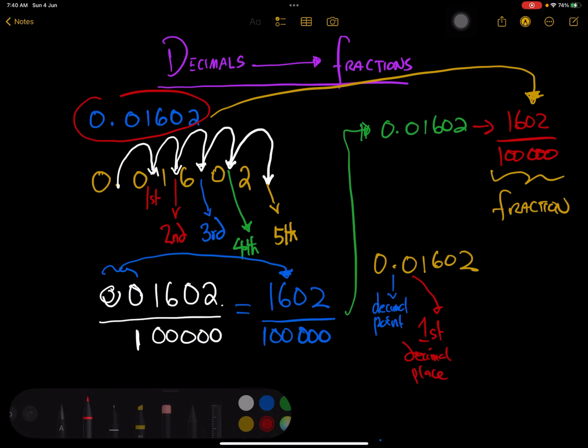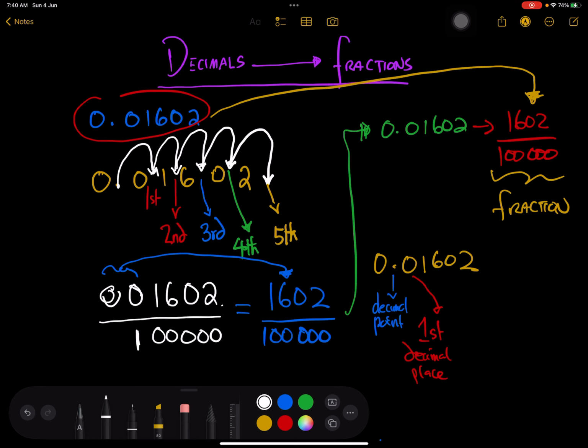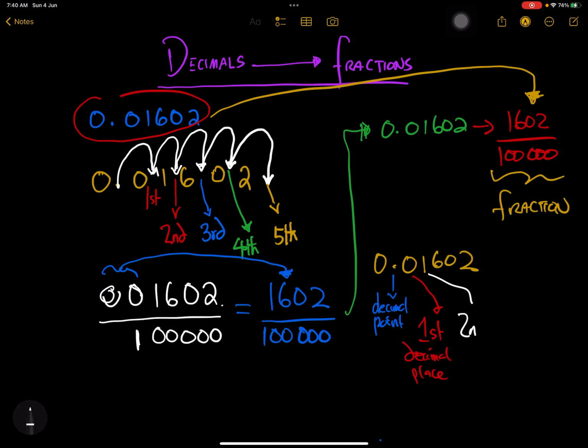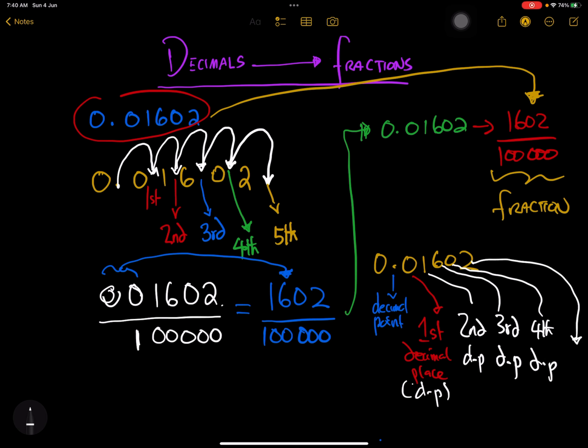And then we continue like that, where we're going to have this to be the second decimal place. And then this one is the third decimal place. This one is the fourth decimal place. And then we have the fifth one, which is the fifth decimal place. I hope that clears it up.